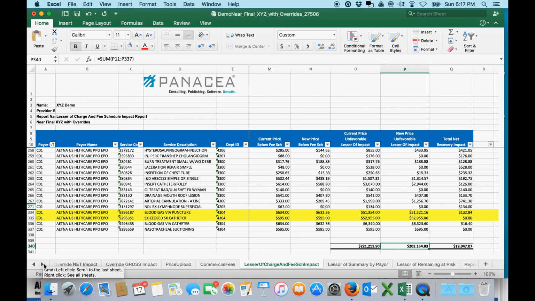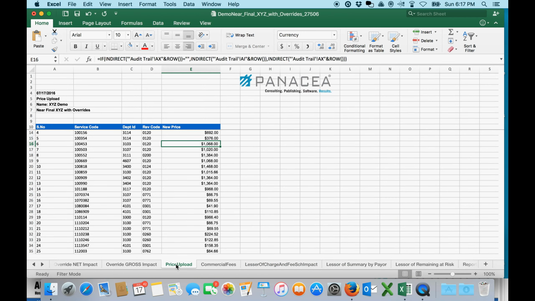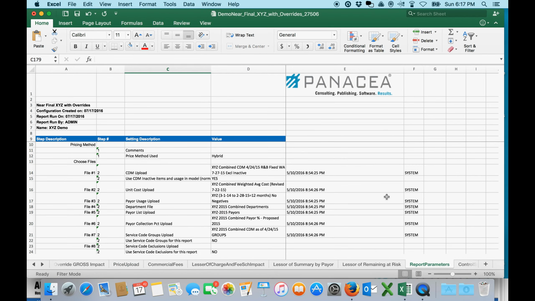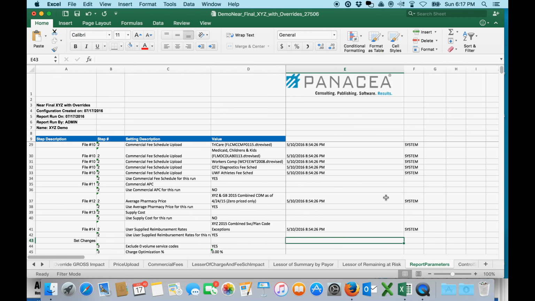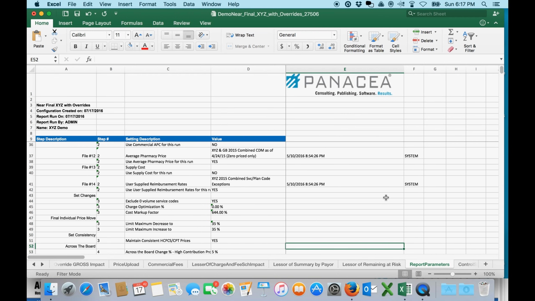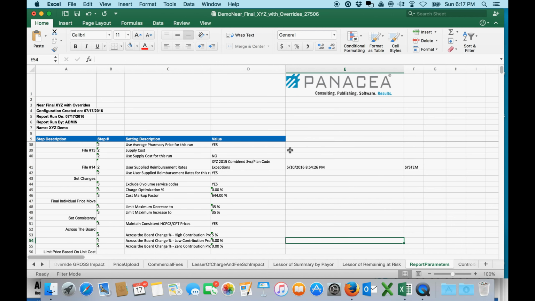We do have a price upload report that would go to the IT department to implement the new charges, and there's a summary of all the parameters that we loaded up into the system: the 2.5 floor, the 1.1 floor on the fee schedule, the markup factor of 645%, the 35% increase decrease cap, the across the board inflation factor. So everything we put in the model is summarized on one page.